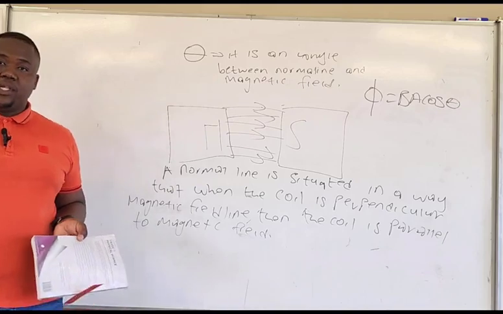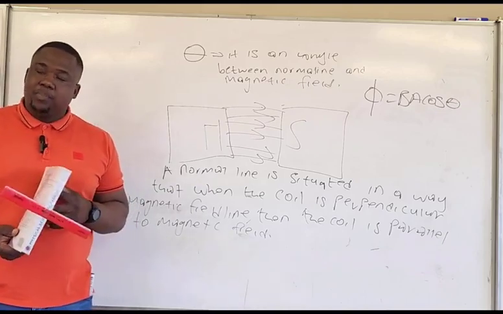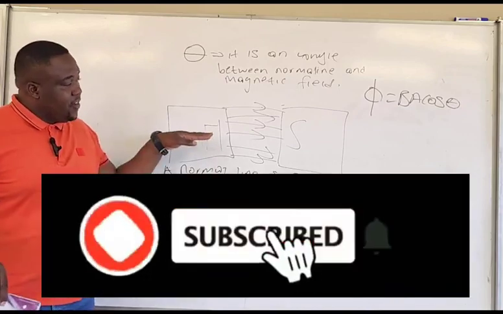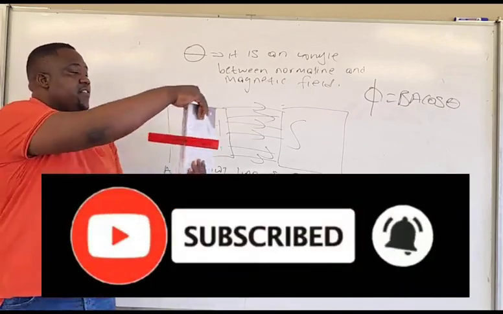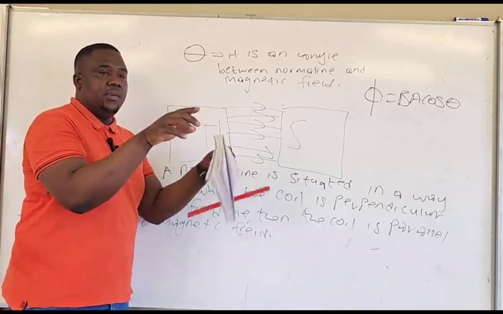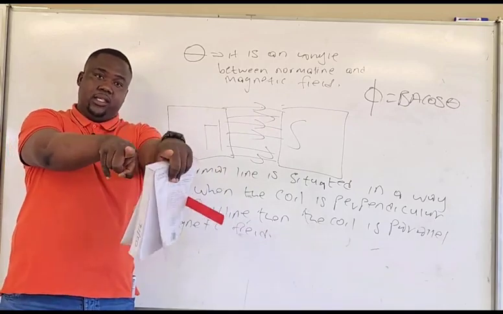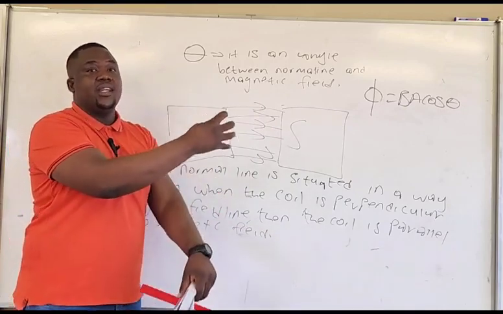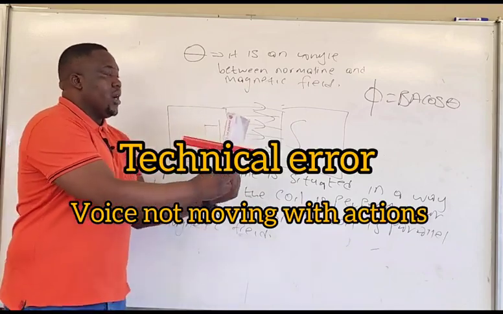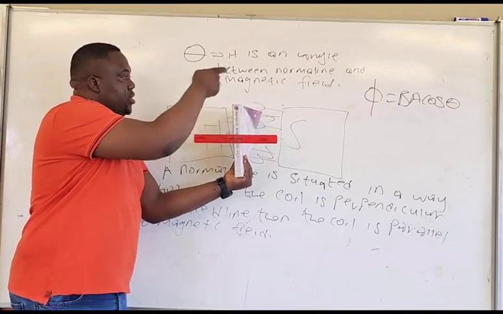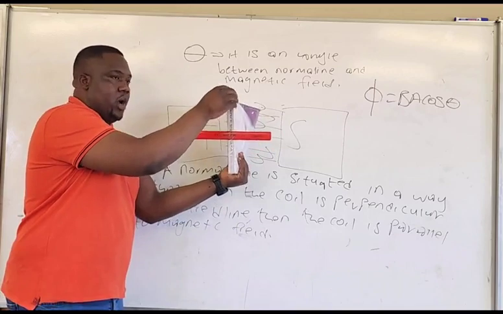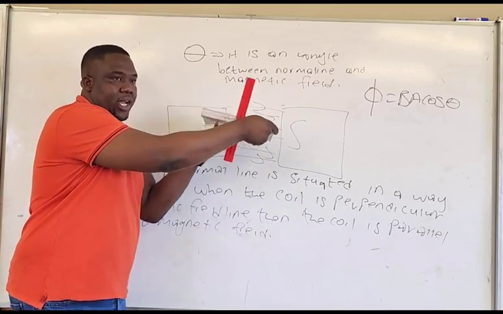So the normal line is found in a coil, but it is positioned in a way that when the coil is parallel to the magnetic field line, then the normal line is perpendicular. As you can see, the red ruler is being demonstrated as a normal line. So when it is parallel to the magnetic field line, the coil is perpendicular. Can you see that the ruler is parallel to the magnetic field line, but the coil, which is a book this time around, I'm using a book to demonstrate, is parallel.